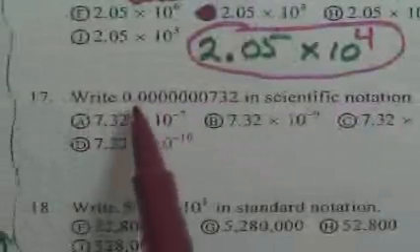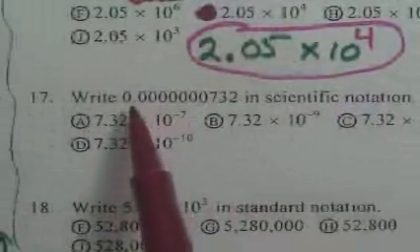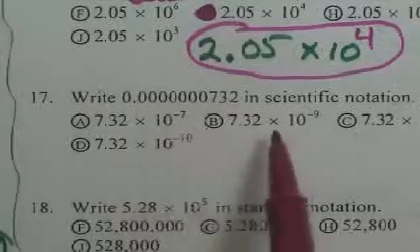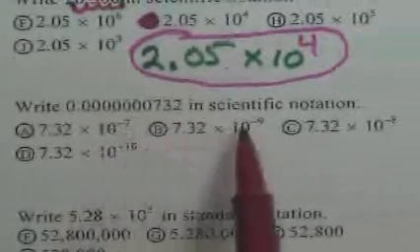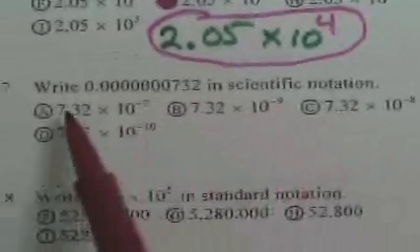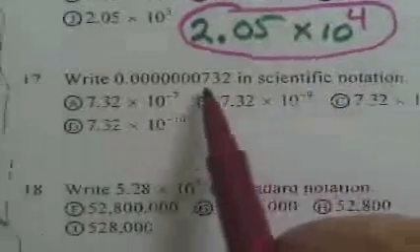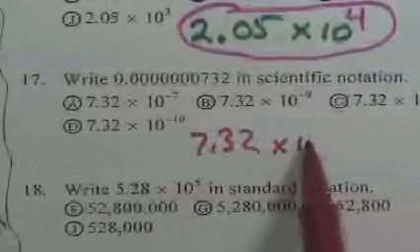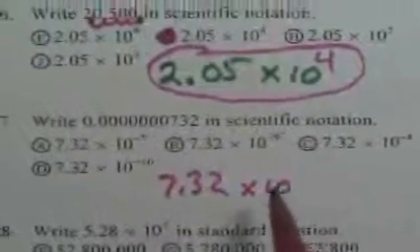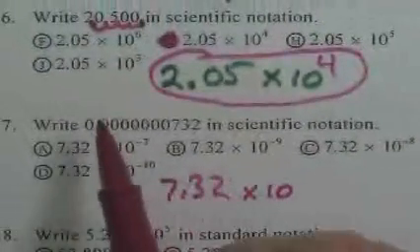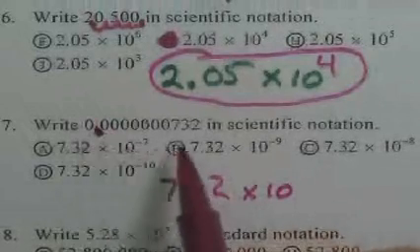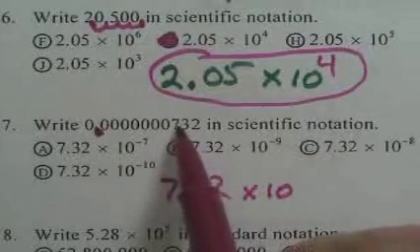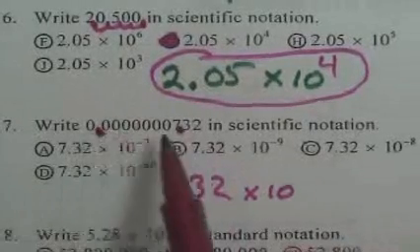On number 17, notice how small this number is. It's not a negative number, it's just a very tiny number. And notice the exponents on these answers, they're all negative exponents. And notice it's 7.32, all of them. I'm going to write this as 7.32 times 10, and then how many spaces are we moving the decimal from here? Let's see, I want it 7.32, so I want it right there. How many spaces is that?